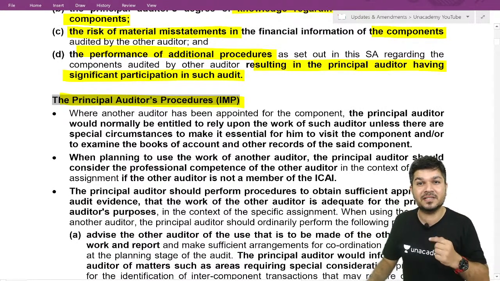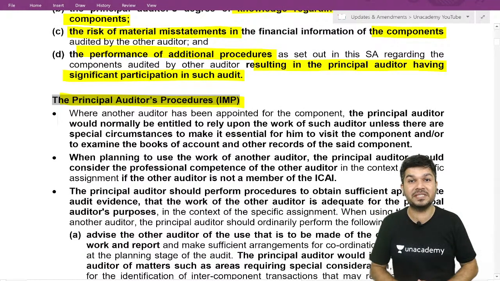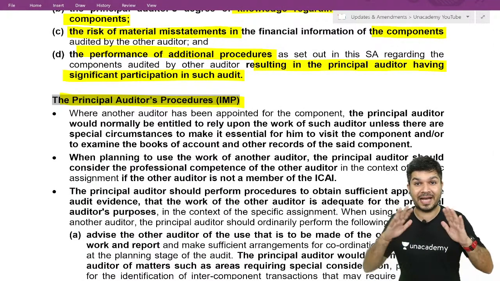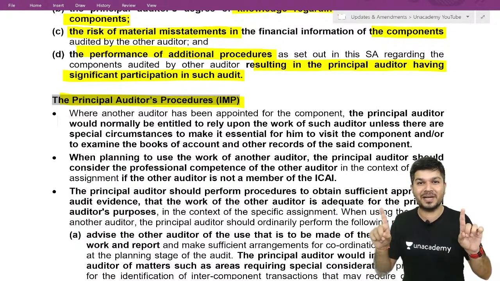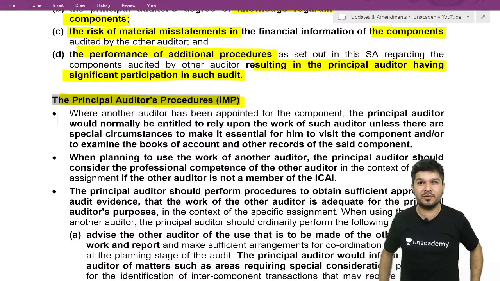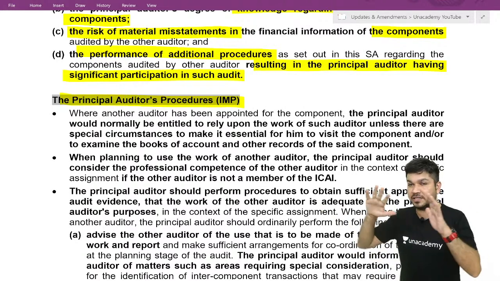Yes. Can I have access to branch records? Section 143 subsection 1 of the Companies Act. Under Section 143 subsection 1, the principal auditor has a right to access branch records. The branch auditor doesn't have a right to access HO's records, but the principal auditor has a right to access the branch records. So I have a right to visit branches and a right to access branch records.